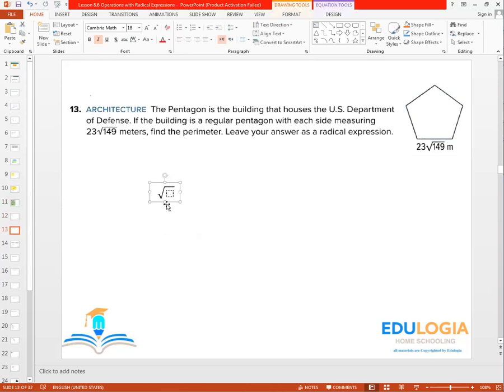I'd like to help with the applications. I love the applications. Here it's an architecture problem: the Pentagon. Five sides. The Pentagon is the building that houses the US Department of Defense. If the building is a regular pentagon with each side measuring 23 root 149, find the perimeter. Leave your answer as a radical expression, no approximation.